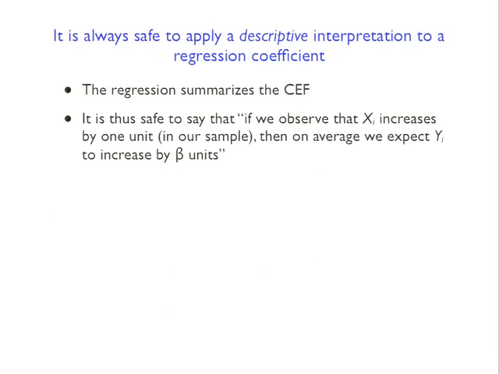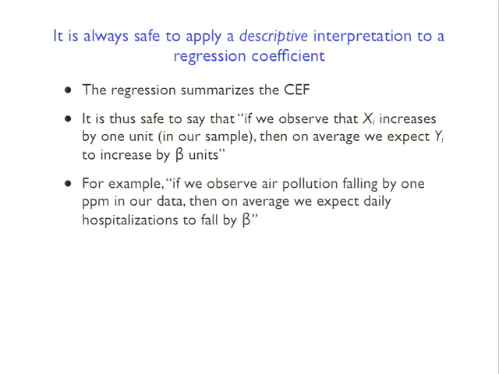So just to conclude here, it's always safe to apply what I'll call a descriptive interpretation to the regression coefficient. The regression is going to summarize the conditional expectation function. It'll always be safe to say, look, I ran this regression, I got this slope coefficient beta, and I'm going to interpret it by saying that if we observe x increases by 1 unit in our sample, then on average we expect y to increase by beta units. So in our specific example with air pollution and hospitalizations, if we observe air pollution falling by 1 part per million, or 1 unit in our data, then we expect daily hospitalizations to fall by beta, whatever beta happens to come out to be in the regression estimate.